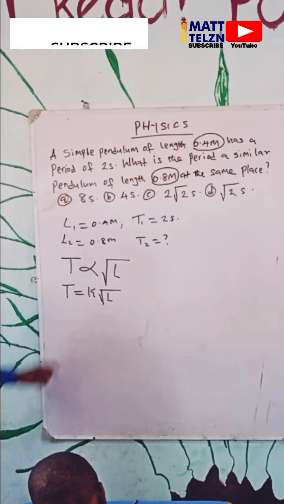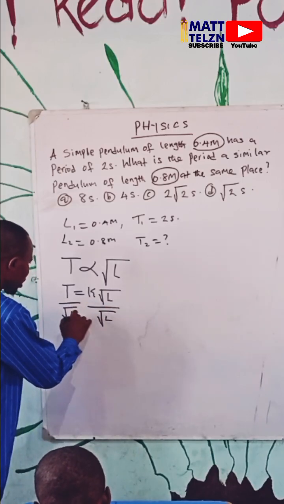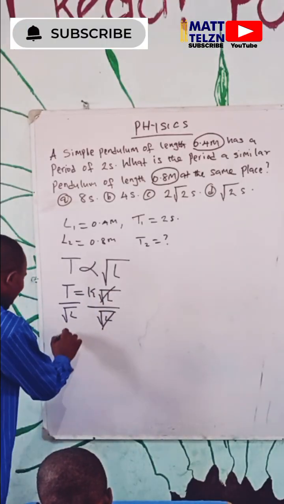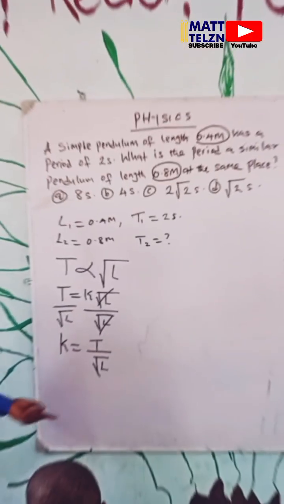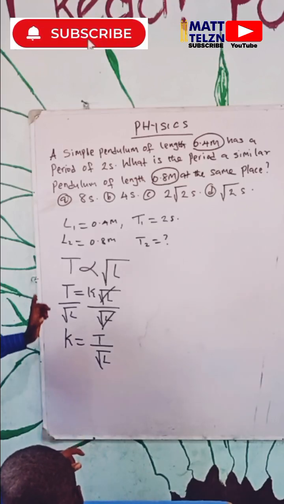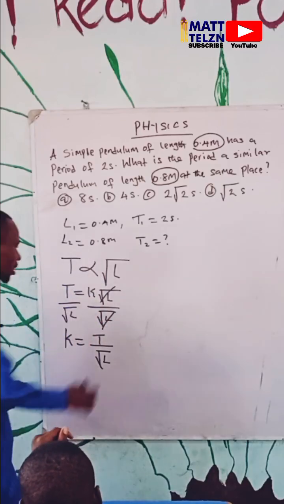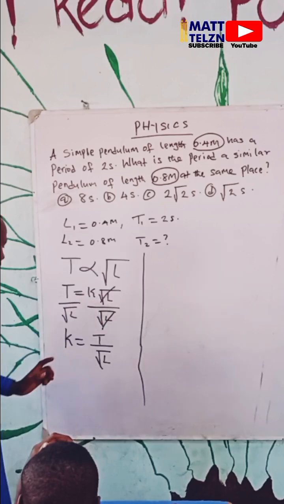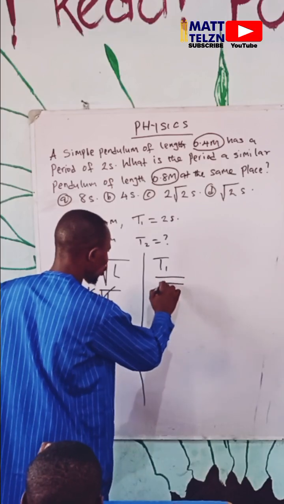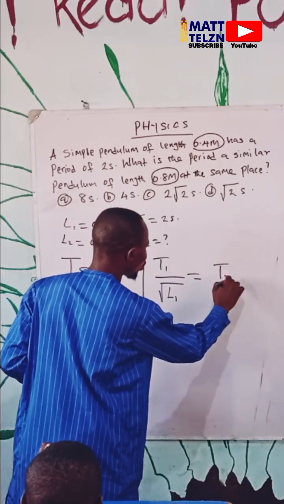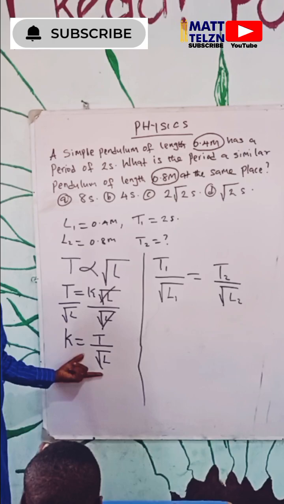Now let me make K the subject of the formula. I will divide both sides by root L. So I have root L divided by root L, right? Root L will cancel root L. So my K is going to be T, that's period, over root L, right? Good. Now, you notice that we have two lengths and two periods. In order for us to find the second period, the relationship we are going to have is T1 over root L1 equal to T2 over root L2. Do you understand me? Good.